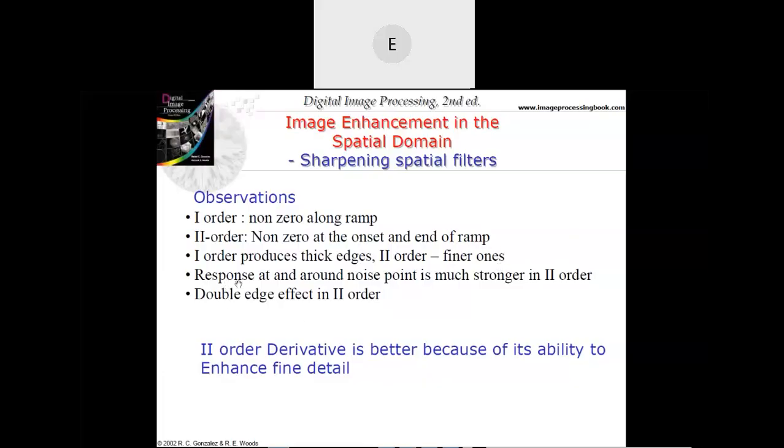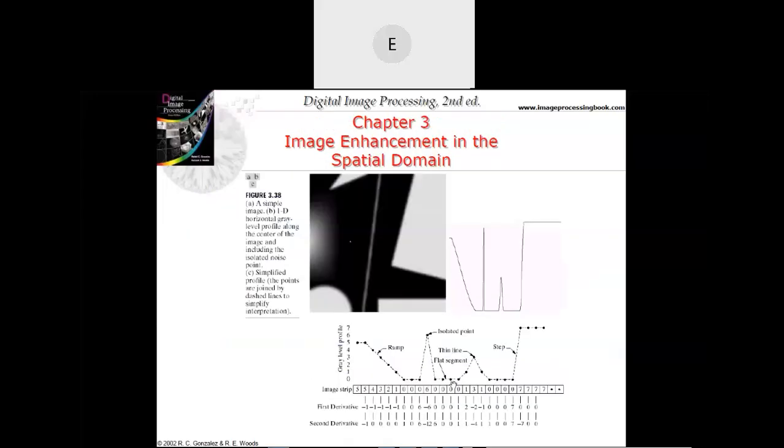Another important thing is that the response at and around a noise point is much stronger in second order. What is that noise point? This isolated point. I told you this isolated point is noise here because the entire other region is smoother, whereas here suddenly it is going to 255. So when I apply a second order derivative on this, what will happen? Just observe. In the first order case, the value is changing from 6 to minus 6, minus 6 to 0. So you can observe the change is only minus 6 here.